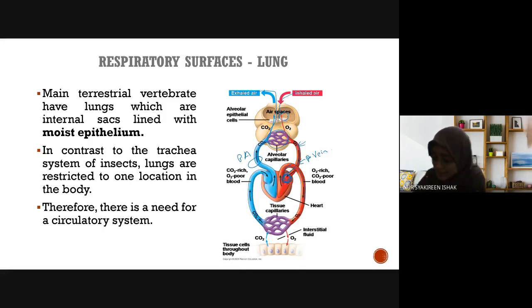The systemic circuit will supply oxygen-rich blood. Oxygen-rich blood will enter blood capillaries in body tissues where gas exchange occurs. Kat sini akan ada apa? Interstitial fluid. So oxygen from the oxygen-rich blood diffuses out of the blood capillaries into the interstitial fluid, into your body cells. Body cells require oxygen for cellular respiration, and the byproduct is carbon dioxide, the waste. Carbon dioxide diffuses from the body cell into interstitial fluid, into blood capillaries, into the veins. Veins carry oxygen poor blood.